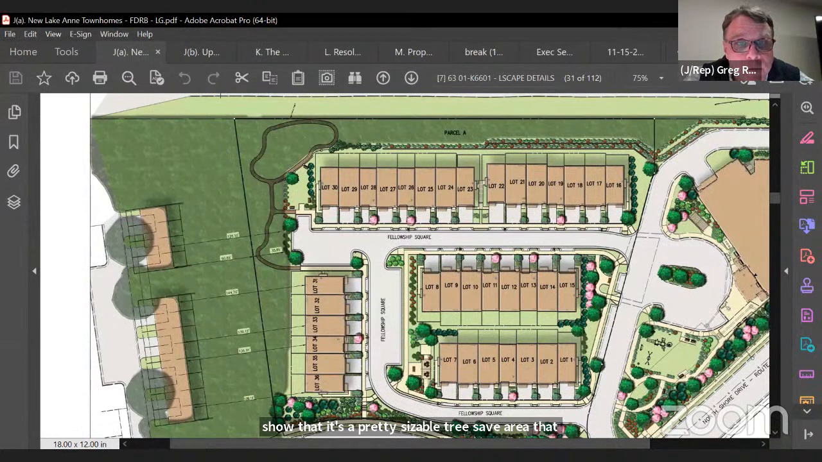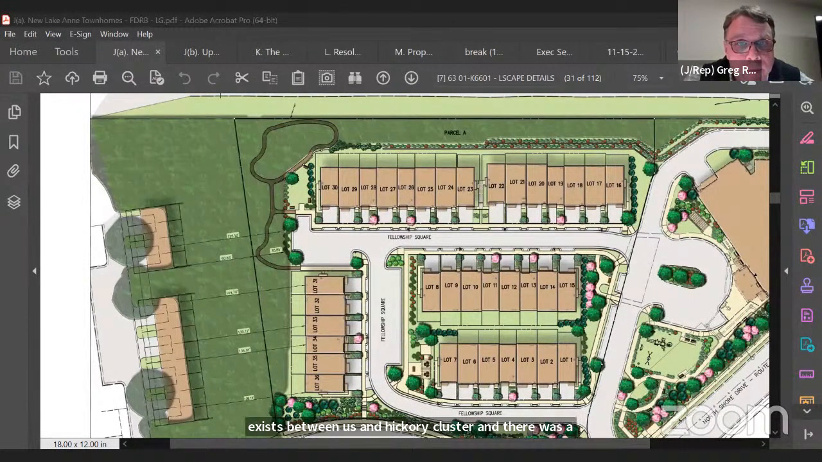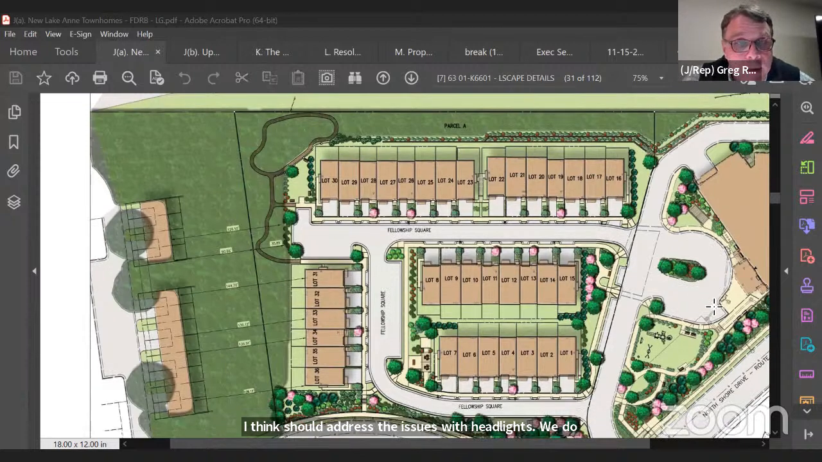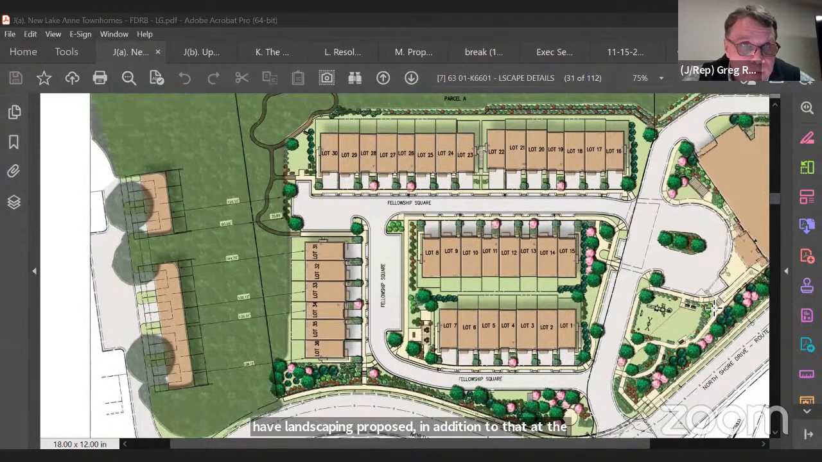And there was a specific concern about the Fellowship Square, the turnaround that you see there, and the possibility of headlights shining into the backs of the homes at Hickory Cluster. So at that location, we've got about 125, 126 feet of existing wooded area to remain, which I think should address the issues with headlights. We do have landscaping proposed in addition to that at the end of the travelway. So I really feel like that should take care of any concerns related to headlights. If we can move to the next slide, please.